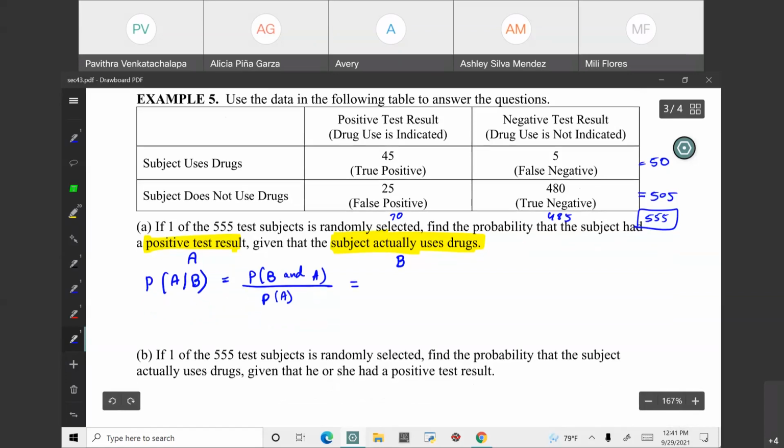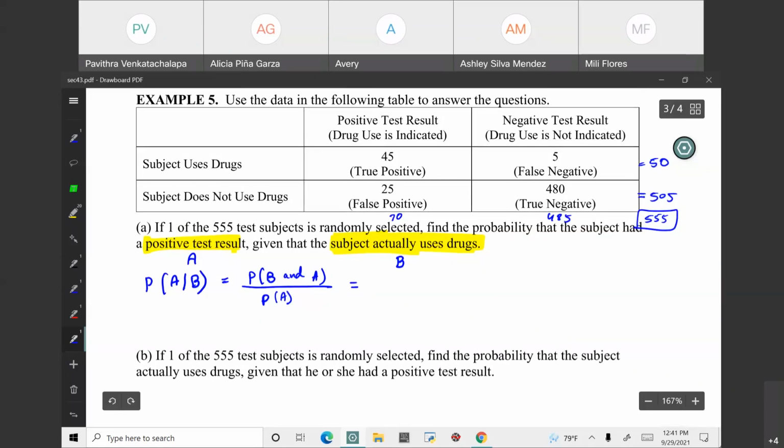Now, what is the probability of B and A? A subject actually uses drugs and also tested positive: 45, out of 555. Now, P of B and A is this, right? Subject uses drugs and is also tested positive is 45, divided by probability of A. What is A? Positive test result. Now tell me the total number of positive test results.